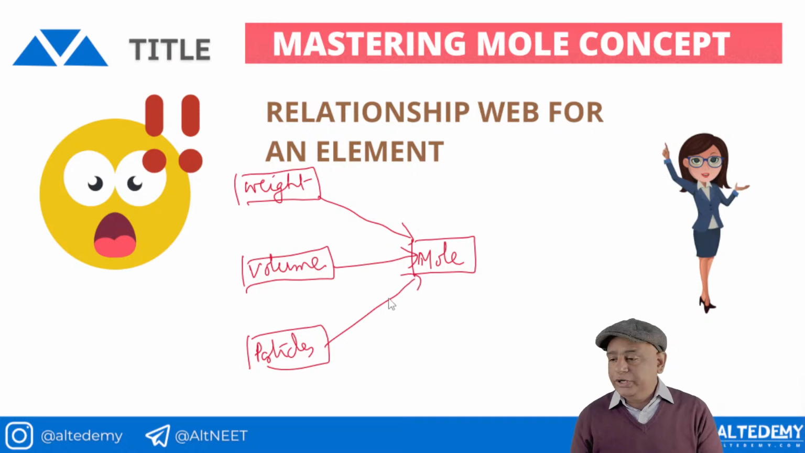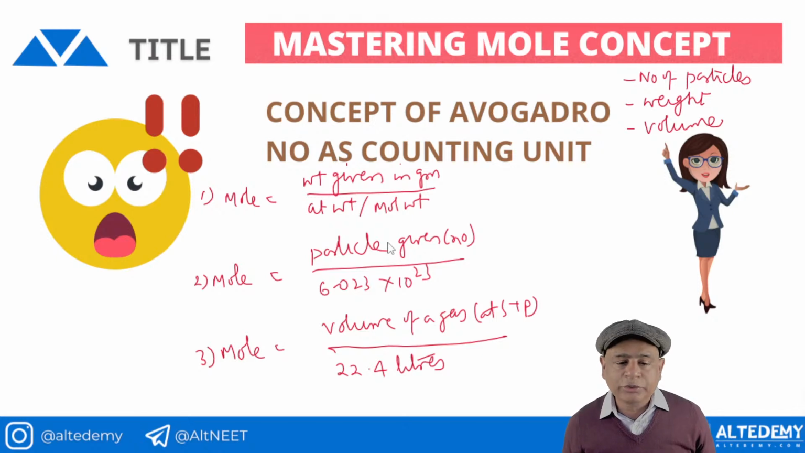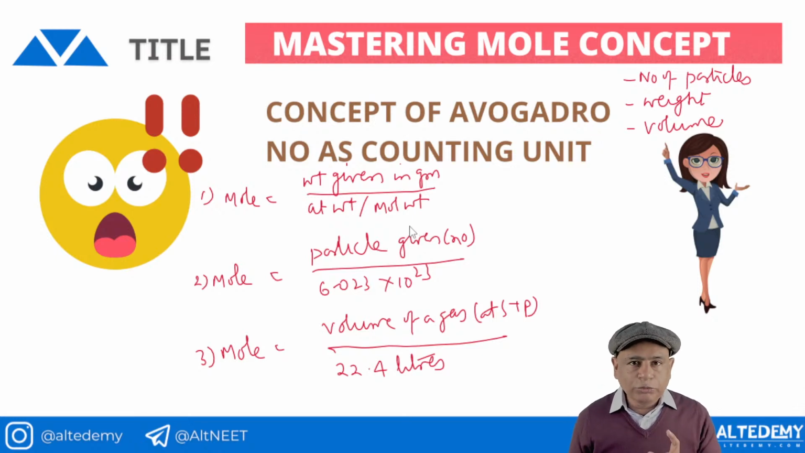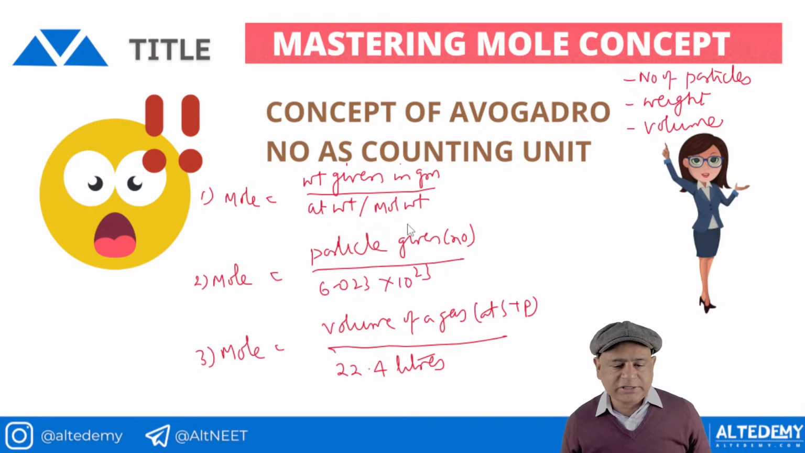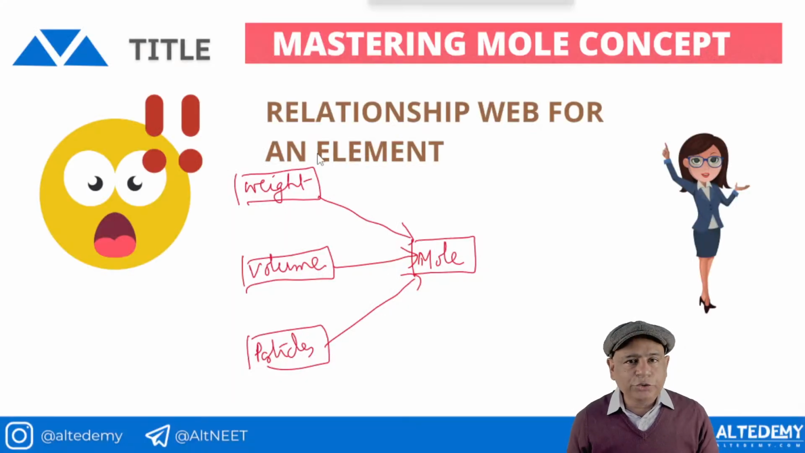right? First you need to calculate number of mole, and number of mole you can calculate either by weight or by volume or by number of particles, as I showed you in the formula. If weight is given, divide by atomic weight. If particles are given, divide by 6.023 into 10 to the power 23. If volume is given, volume should be at STP. I explained what STP is. If volume is given, divide by 22.4. Now, using this formula, whatever has been given to you in the question, first reach mole. You have to reach this junction.